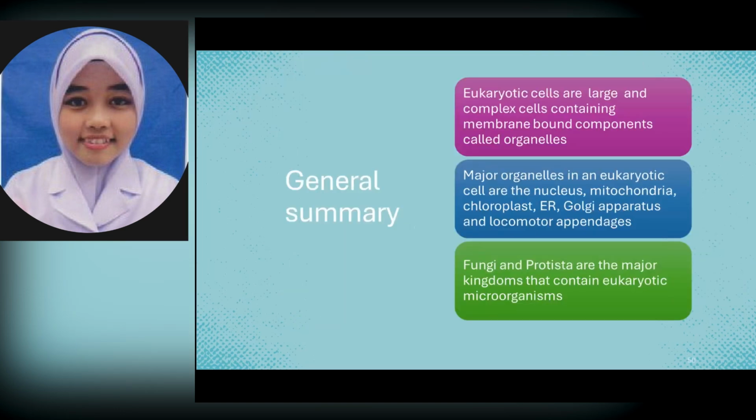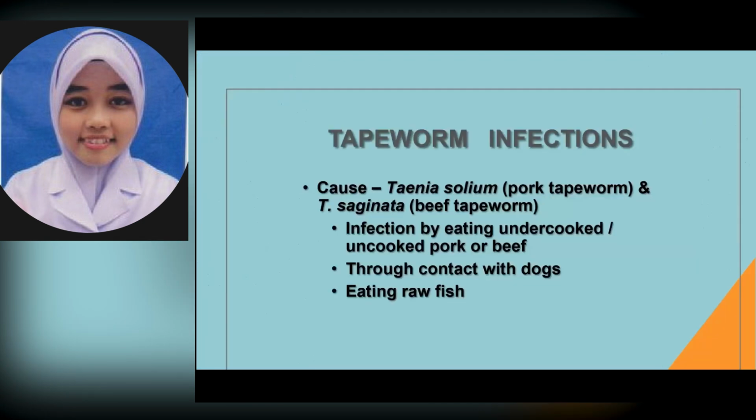This is where we reach the conclusion for the topic today. The general summary or conclusion is that eukaryotic cells are large and complex cells containing membrane-bound components called organelles. And the major organelles in a eukaryotic cell are the nucleus, mitochondria, chloroplast, endoplasmic reticulum, Golgi apparatus, and locomotor appendages. While fungi and protista are the major kingdoms that contain eukaryotic microorganisms.